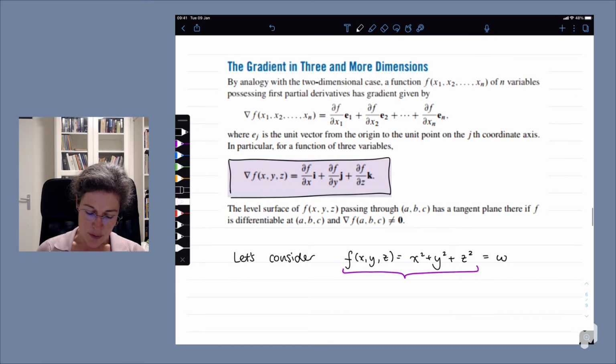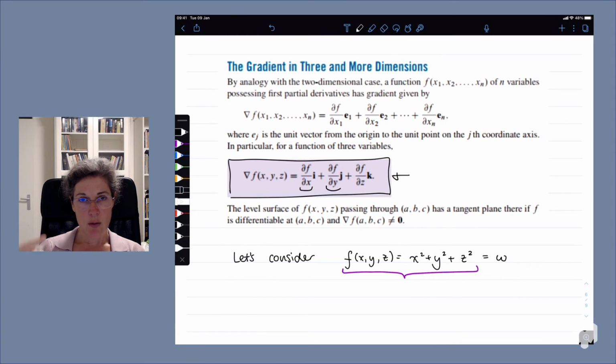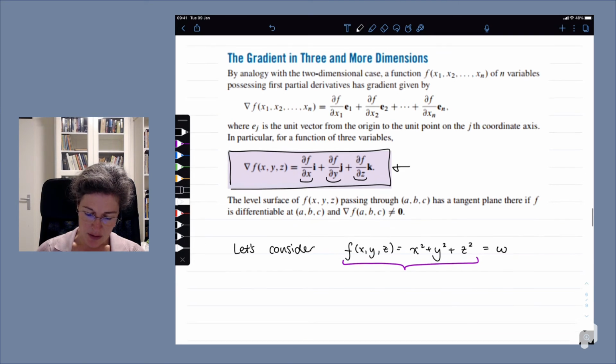And we are defining our gradient in exactly the same way. So partial derivative with respect to x in the i direction, with respect to y in the j direction, and now we just add on another dimension because we've gone up a dimension. So partial with respect to z, which is now an independent variable, in the k. Okay, straightforward. What can we say about this?